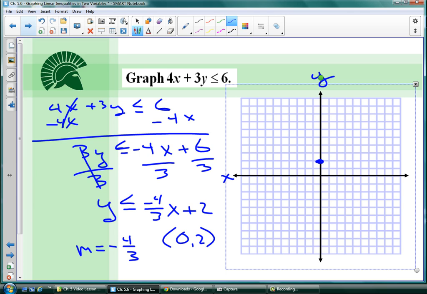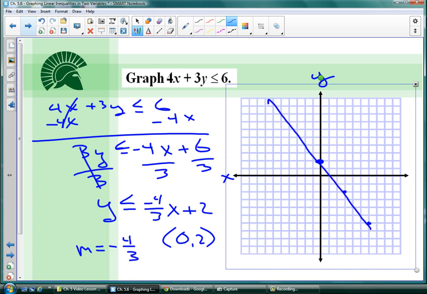I'm going to go down 4, 1, 2, 3, 4. And 3 to the right, because down is my rise or my drop, and my run is going to be 3 to the right because it's positive. I'm going to do it again, just so I get a little bit more of an accurate line.